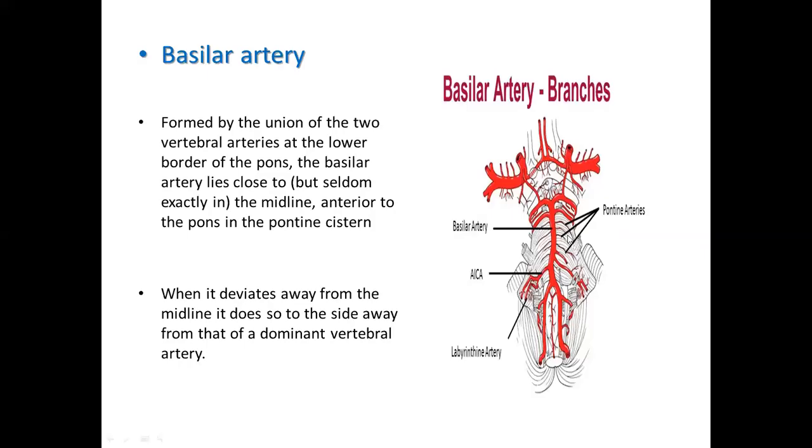Basilar artery. The basilar artery is formed by the union of two vertebral arteries at the lower border of the pons. It lies close to but seldom exactly in the midline. In the prepontine cistern, when it deviates from the midline, it does so to the side away from that of the dominant vertebral artery. As we mentioned before, the left vertebral artery is dominant in 80% of cases. The basilar artery, when it deviates, will deviate to the right side.